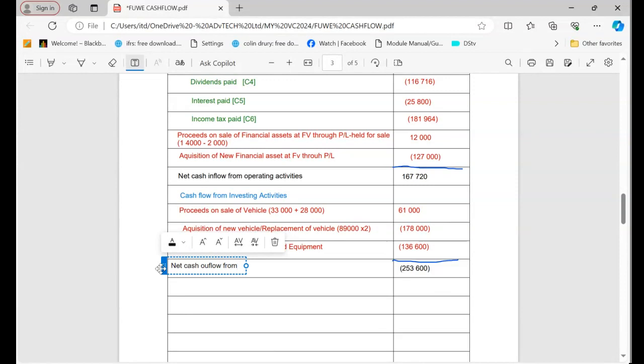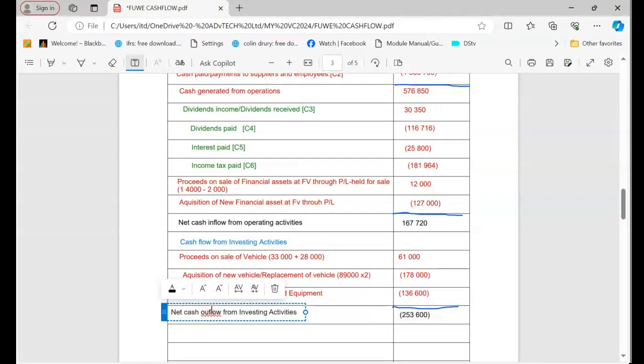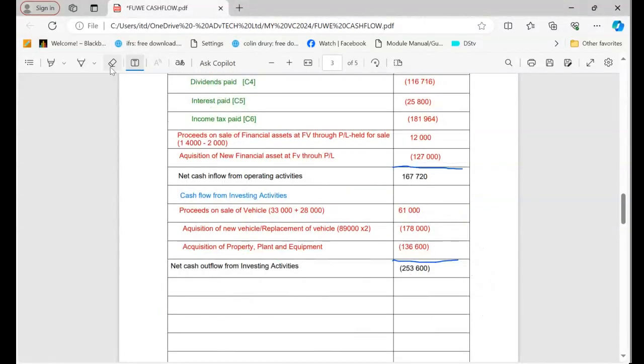from investing activities. You can even put two lines just to make them special, to show that these are the sections. Or you can put them here, it doesn't matter.